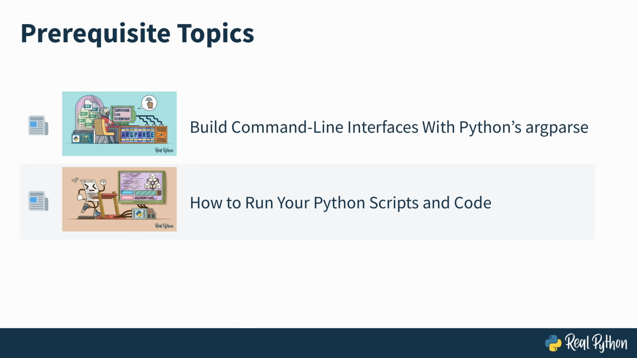For this course, it will be helpful to already have basic familiarity with the command line and how to run Python scripts from it. If you need a guide, there are some courses here on Real Python that can help with that. One is this tutorial, Build Command Line Interfaces with Python's argparse. In this tutorial, you'll learn about the argparse module and how it helps to build command line interfaces. Another is a tutorial, How to Run Your Python Scripts and Code. In this tutorial, you'll learn various methods for executing Python scripts in different environments and platforms. Links to these are provided in the slides in the Additional Resources section, along with sample code files used in this course. With that sorted, you can get started in the next lesson.